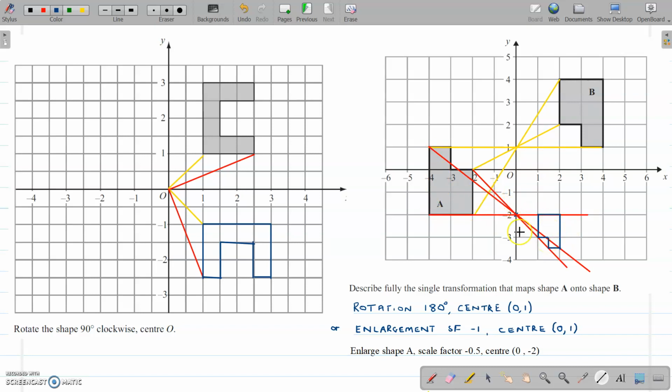So it's not asked me to label it or anything, so I've drawn it there, and you can see it's half the size, upside down, hence scale factor negative 0.5. And the center of enlargement is the point there where all those red lines cross through. And that's an overview of all the transformations that you will need to know about for GCSE.